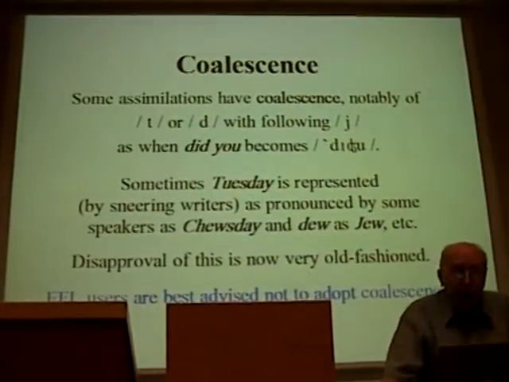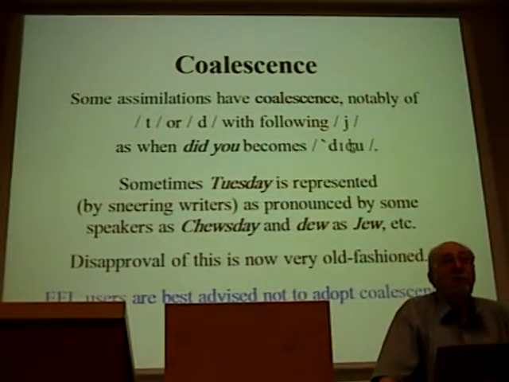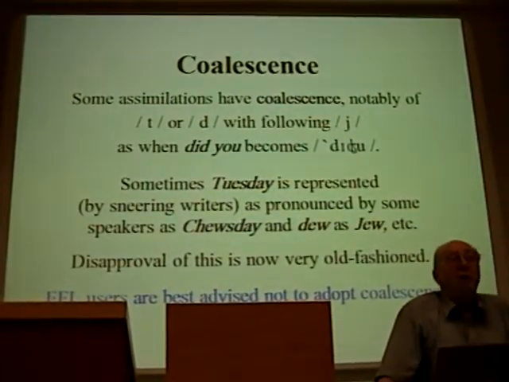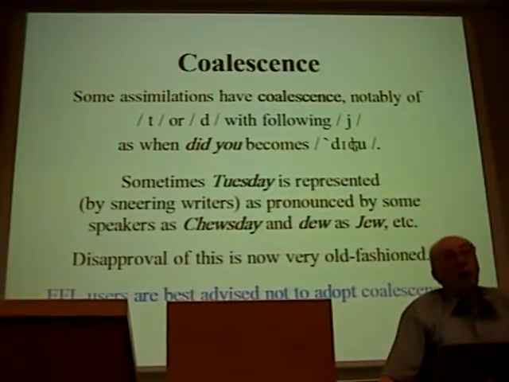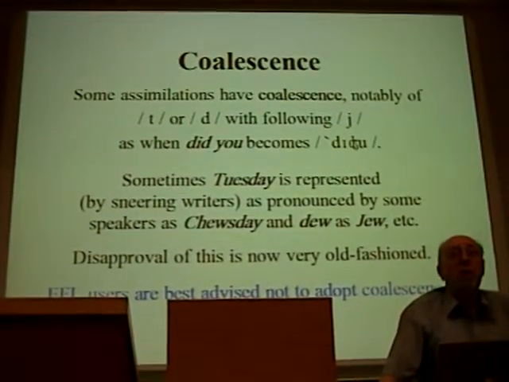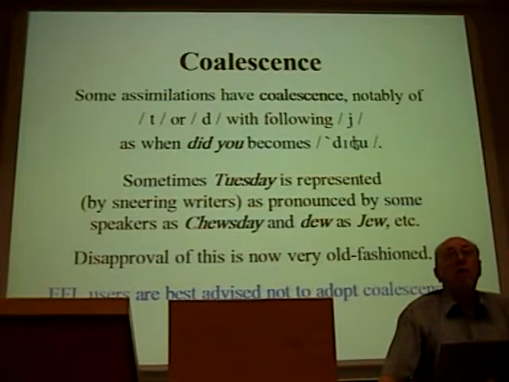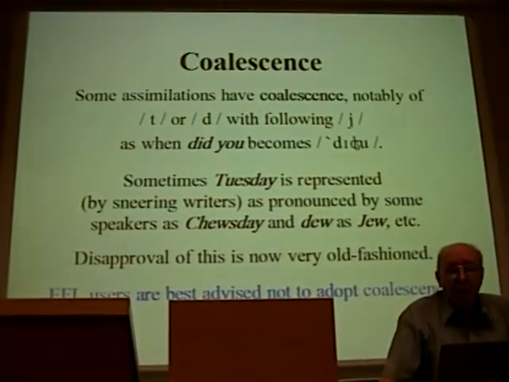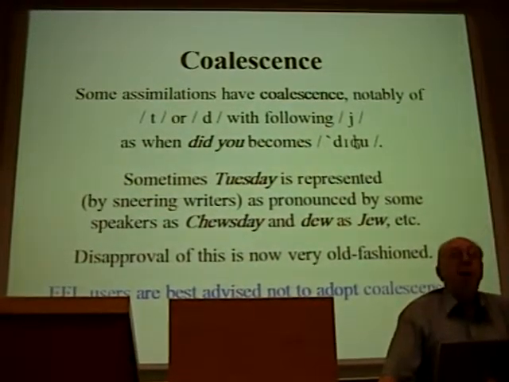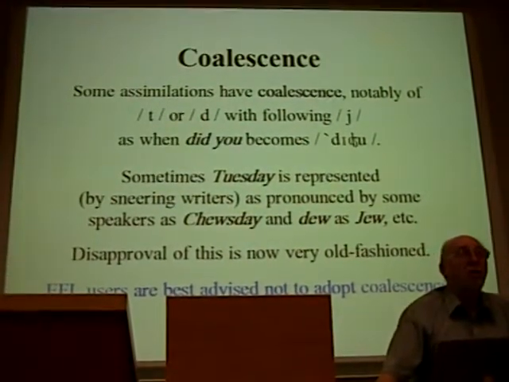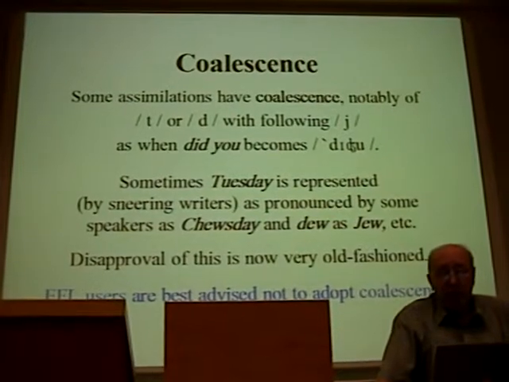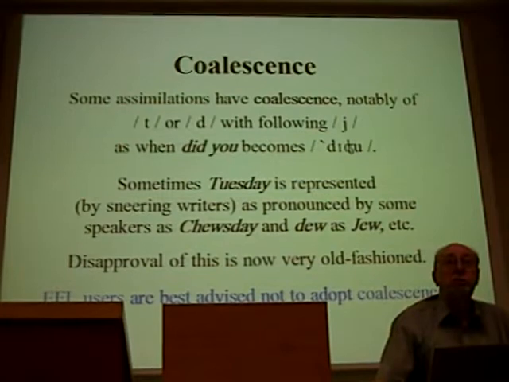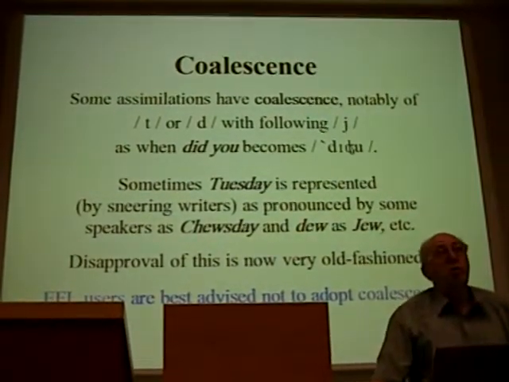Now, there's one very minor feature of coalescence, and there's good news about this too. Once I've mentioned it to you, for you to have a complete idea of what things are possible to go on, you can then forget it, but you don't need to do it yourselves. But we very often make a T or D coalesce, join together with the following yod, and a typical expression we use is did you. Did you understand that? Did you? Which is not did you, of course.